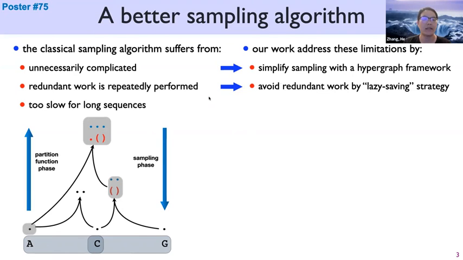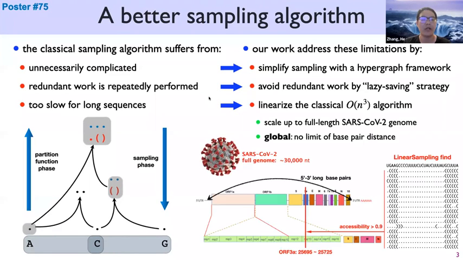We notice that some of the hyperedges are more important and revisited many times. So we store hyperedges at the first time that they are visited to avoid redundant work, which we call a lazy-saving strategy. Finally, we linearize and speed up the classical sampling algorithm by beam pruning heuristics and successfully scale up to the full length of SARS-CoV-2 genome.